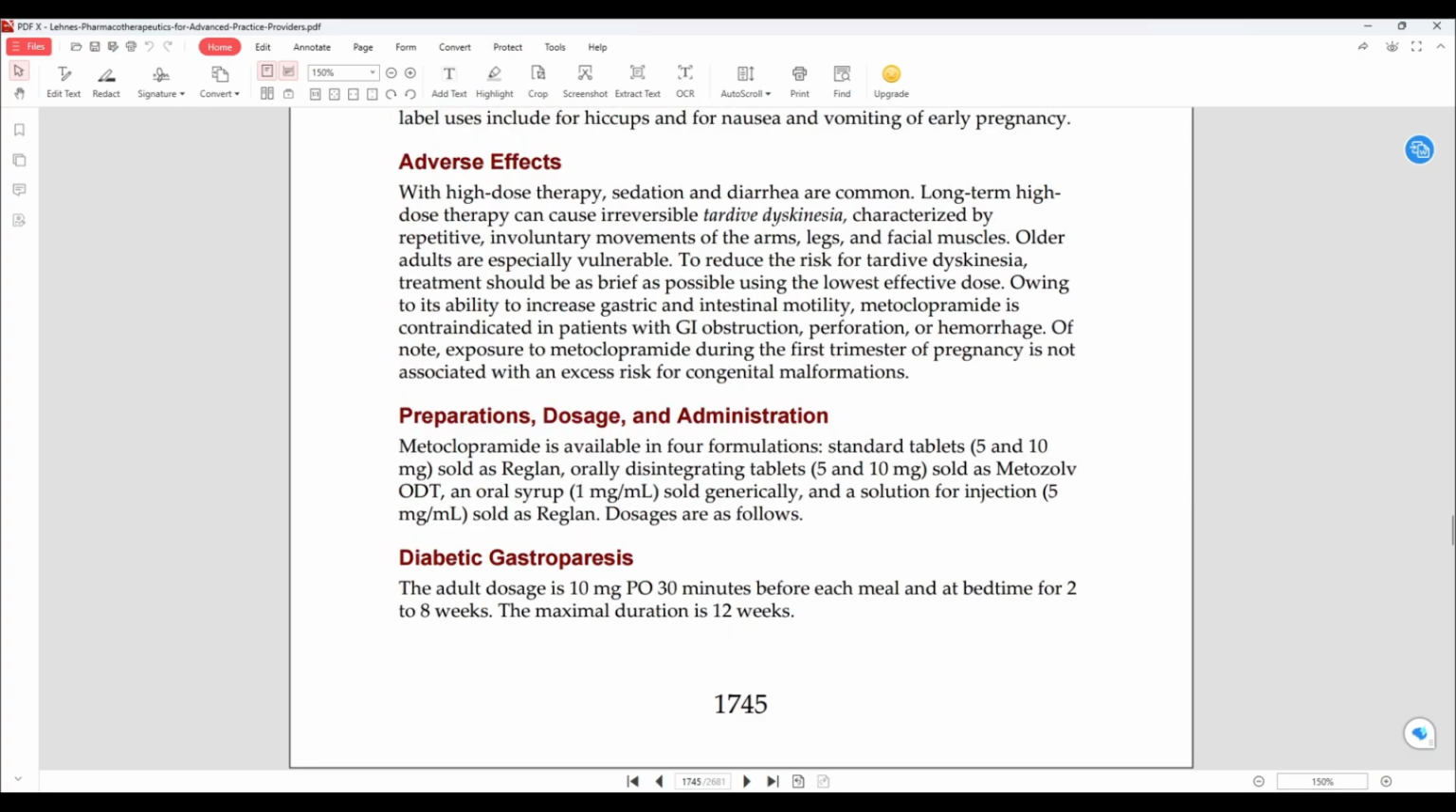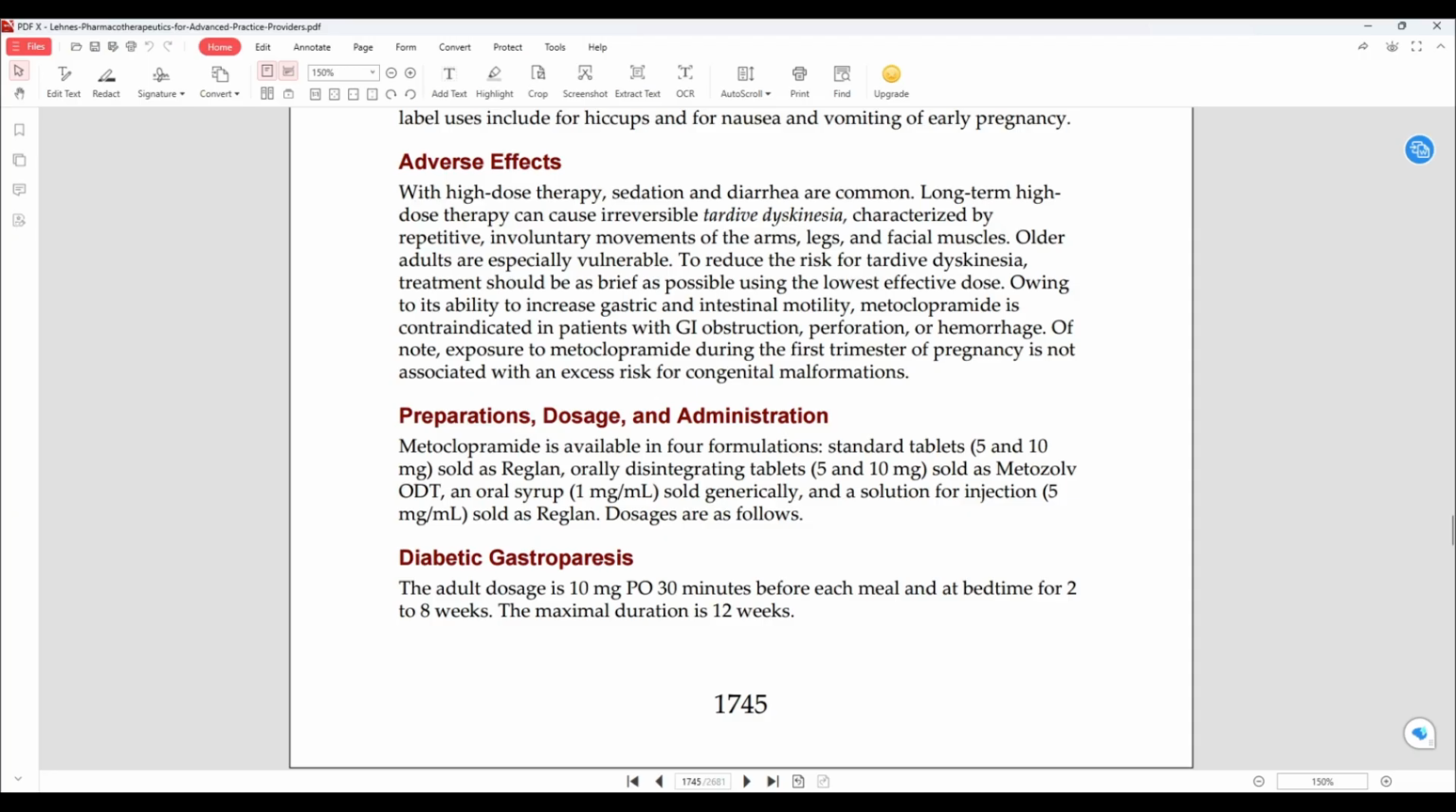However, all good things come with some adverse effects. With high-dose therapy, sedation and diarrhea are common. Long-term high-dose therapy can cause irreversible tardive dyskinesia, characterized by repetitive involuntary movements of the arms, legs, and facial muscles. Older adults are especially vulnerable. To reduce the risk of tardive dyskinesia, treatment should be as brief as possible, using the lowest effective dose.